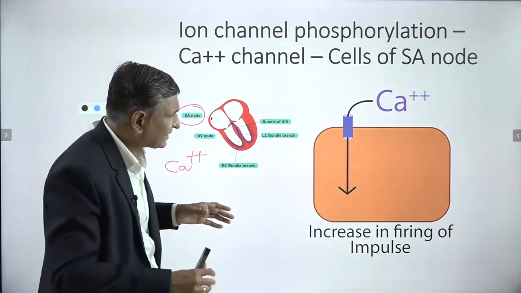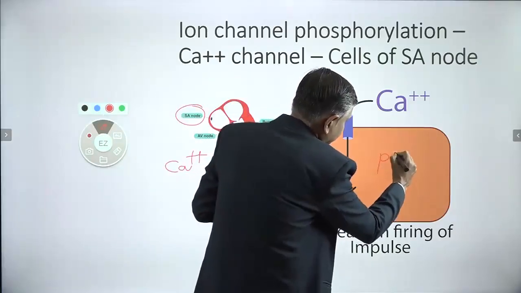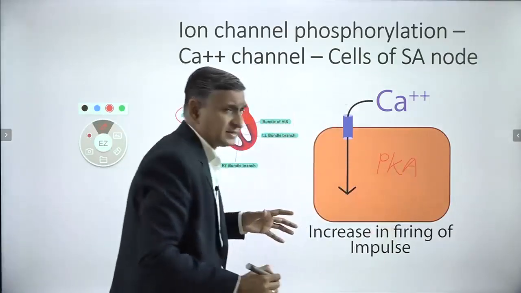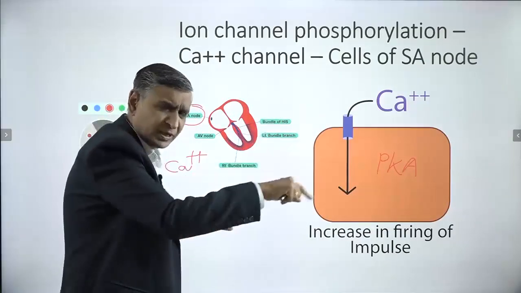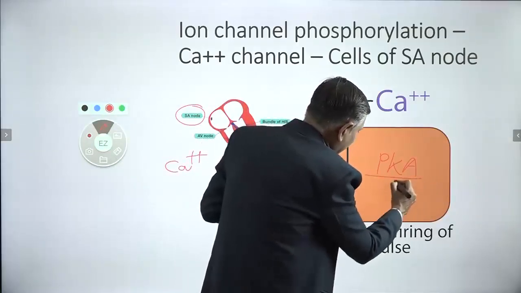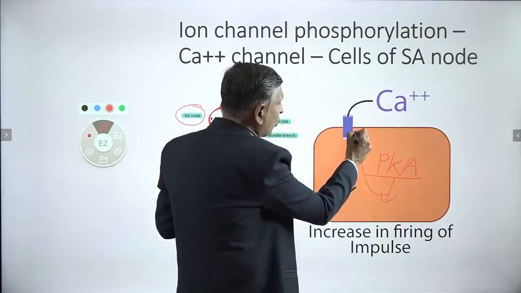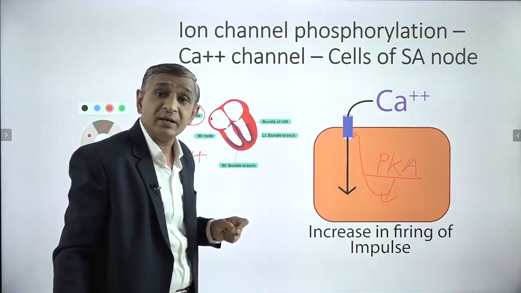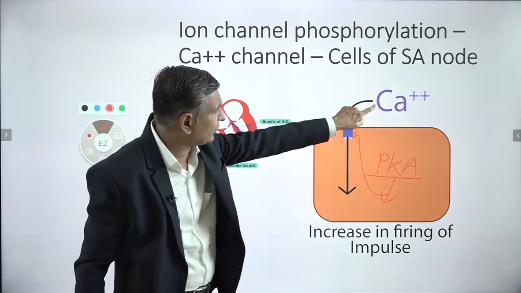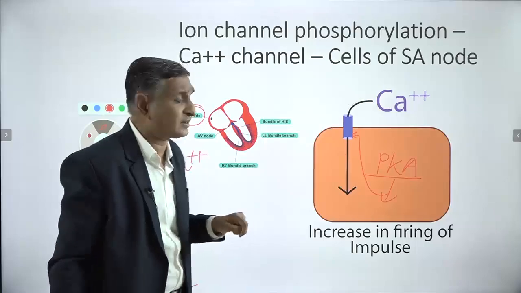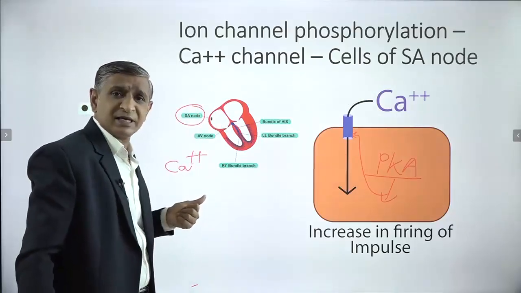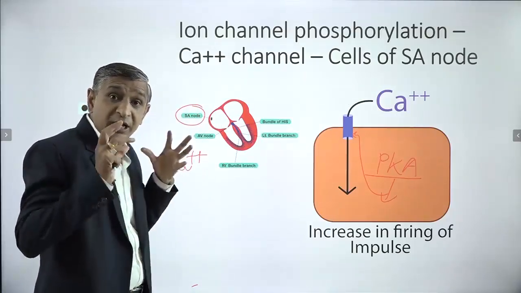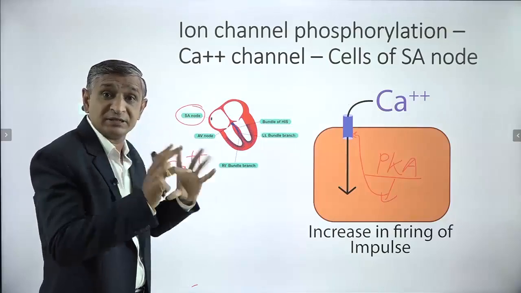The protein kinase A, PKA, in the cell, by its activation by adrenaline, the whole process will take place, and last will be the PKA. PKA is going to phosphorylate this ion channel. Phosphorylation of this ion channel will allow more calcium to enter the cells of the SA node, and this is how the depolarization of the SA node will start.